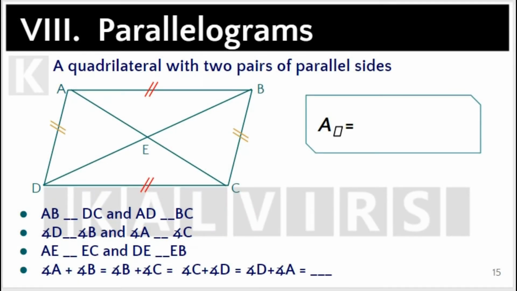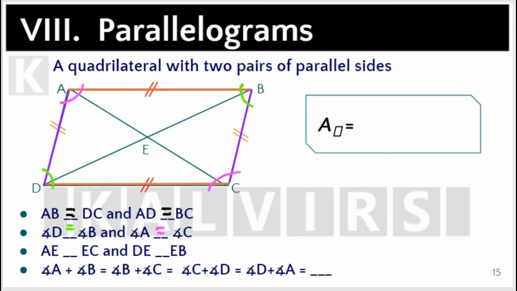Two pairs of parallel sides. AB is parallel to DC and AD is parallel to BC. Opposite sides have equal lengths. Therefore, AB equals DC, AD equals BC. Opposite angles are equal. Angle D equals angle B and angle A equals angle C.